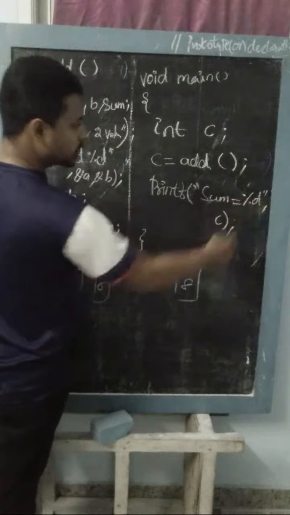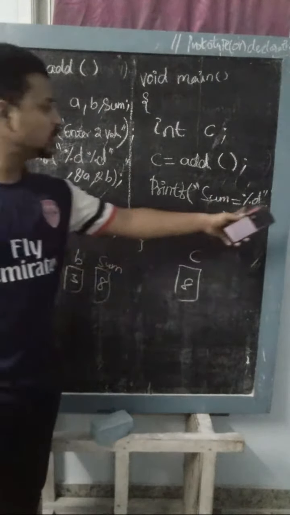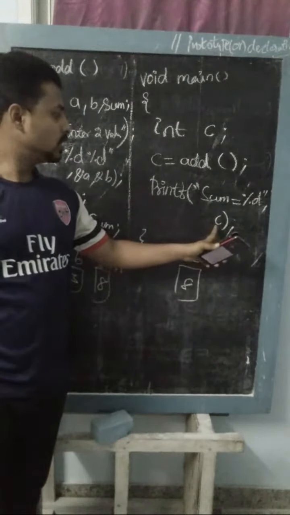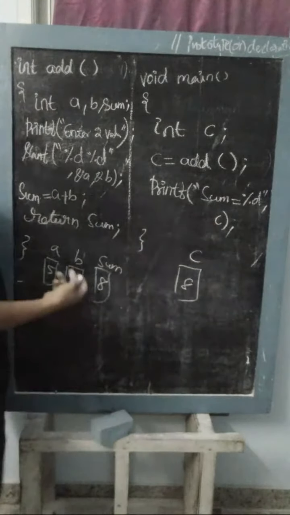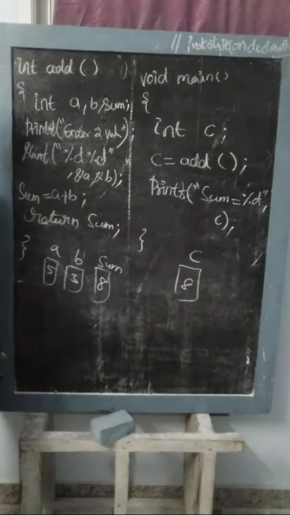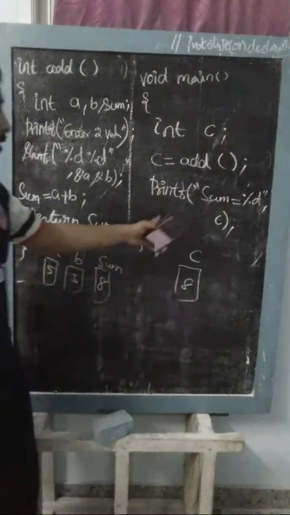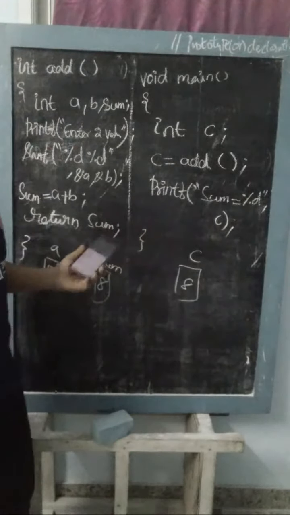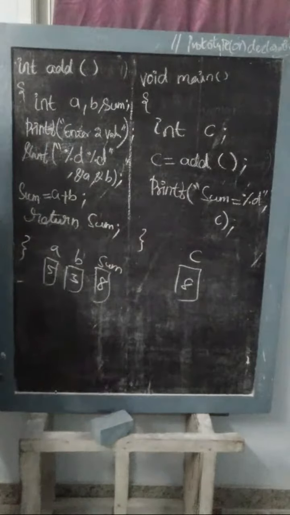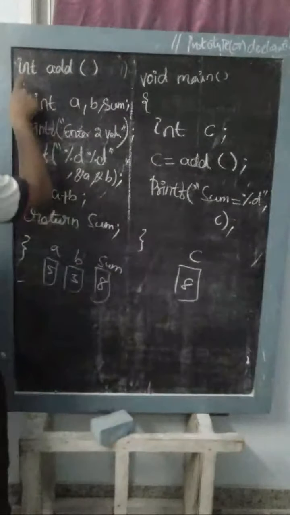Finally we are printing sum is equal to %d, that is an integer value. It is C, and the C value is 8. Sum is equal to 8. That is the answer for the program. You got it? So how can we write the prototype here?